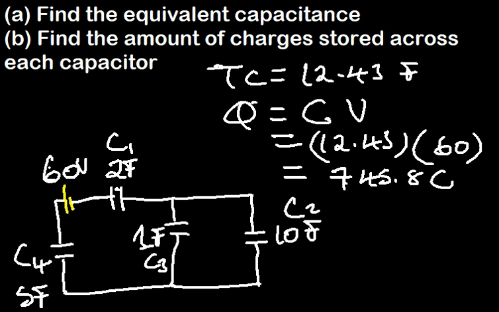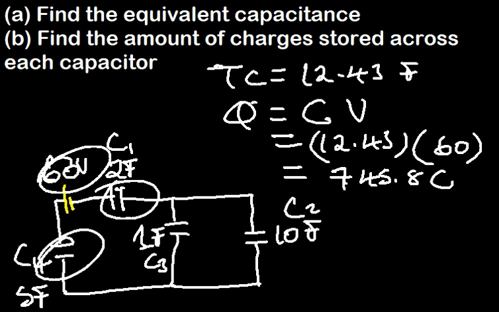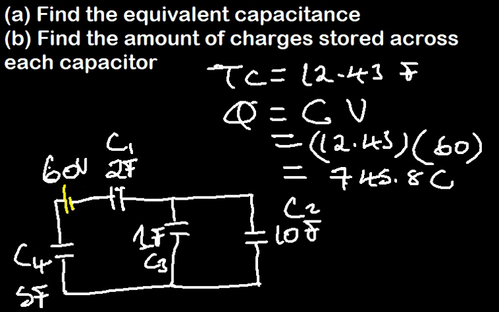And that corresponds to a different potential difference across here and also across here, since they are connected in a series circuit. So we are going to have a potential difference across capacitor 1 and also across capacitor 4, since they are in series with the battery. We cannot say the potential difference here is the same as 60 volts, because they're in series with the battery. So they'll have different potential differences.